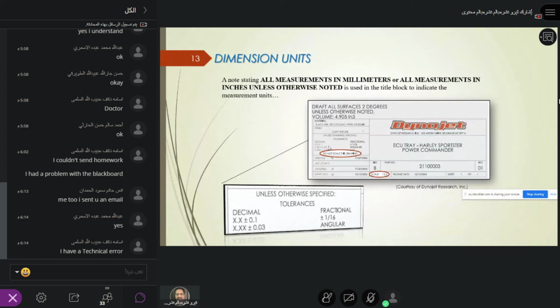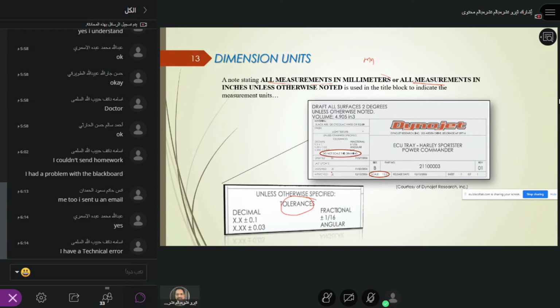Okay, the dimensional unit, inches or millimeters. For us, it's only in millimeters. You don't need to worry about the other British units. And tolerances, these are something I will discuss with you later because right now it's not necessary. So all measurements in inches or all measurements in millimeters. So for Saudi Arabia, all dimensions are in millimeters. So you don't need to worry about the rest.